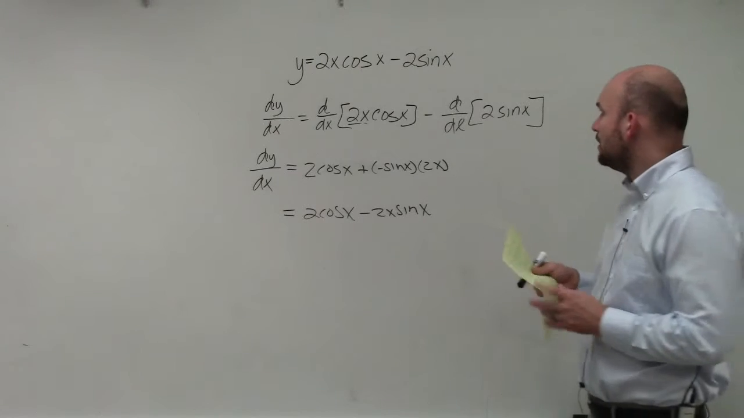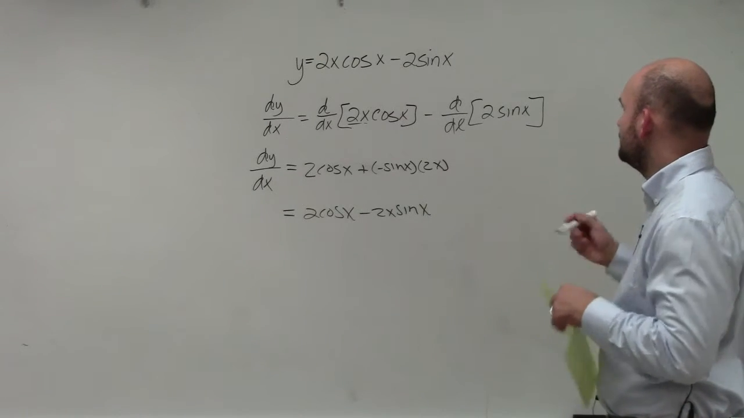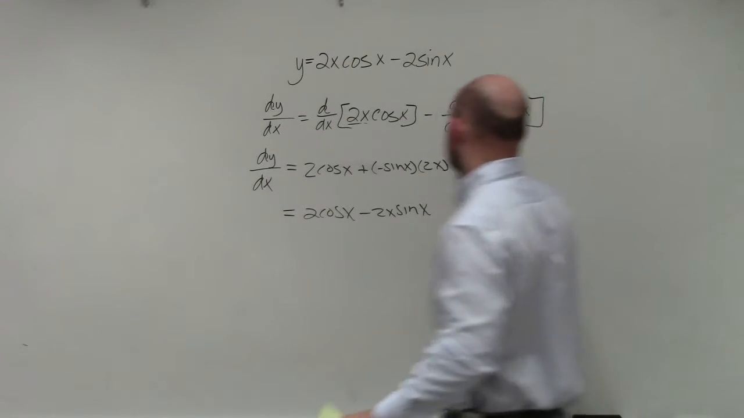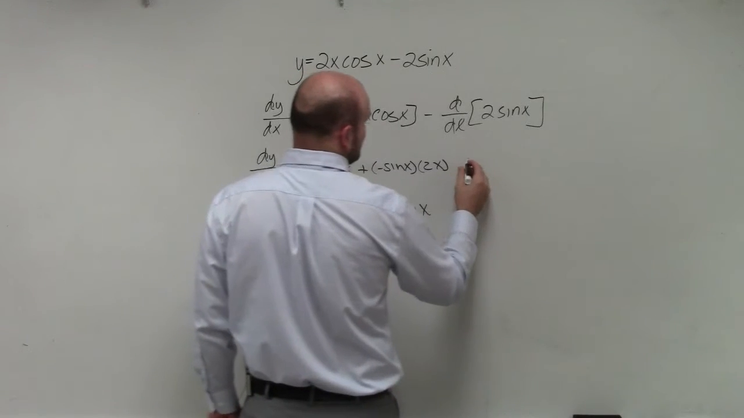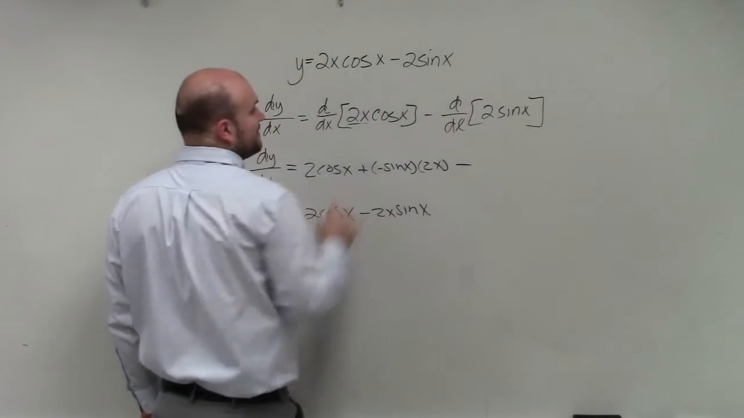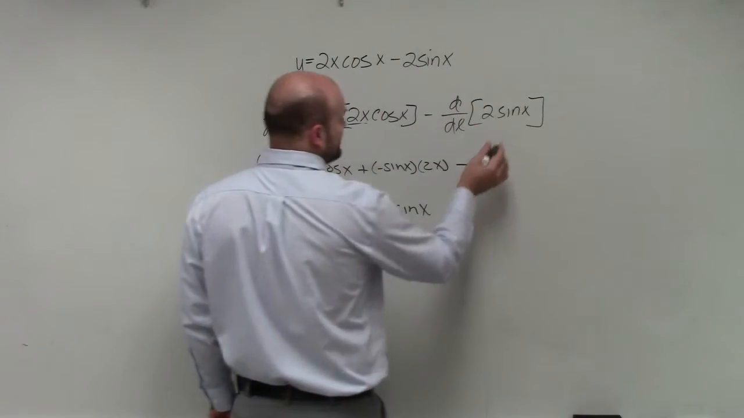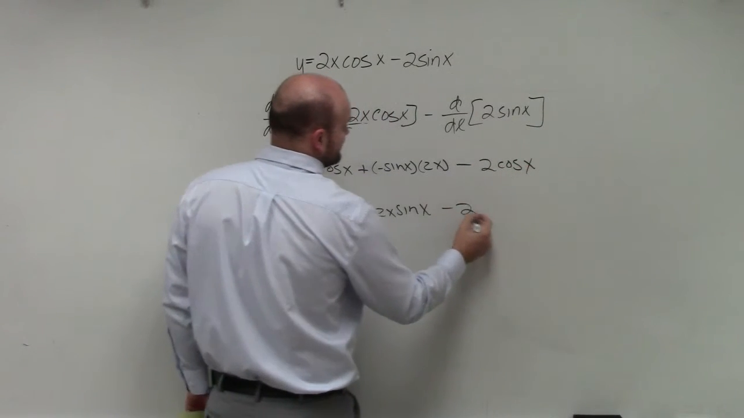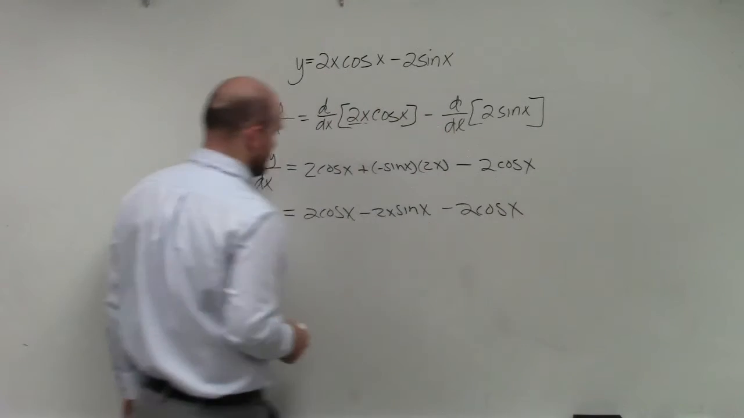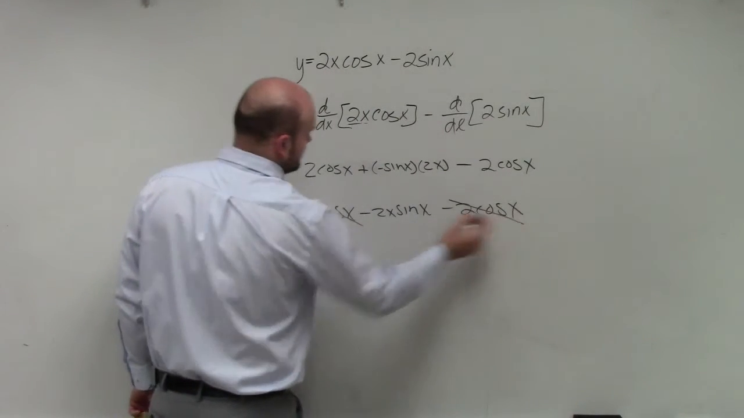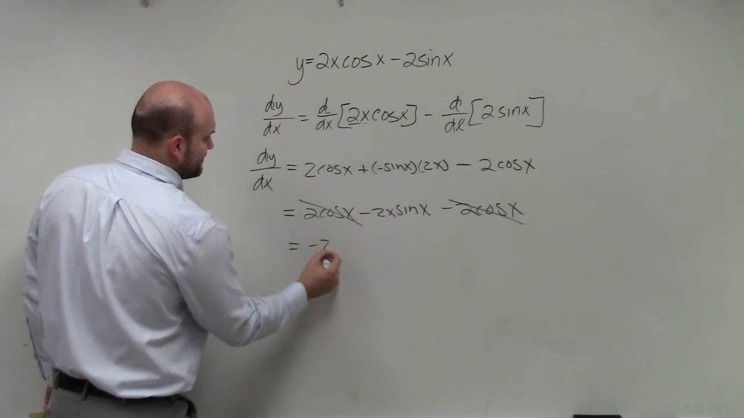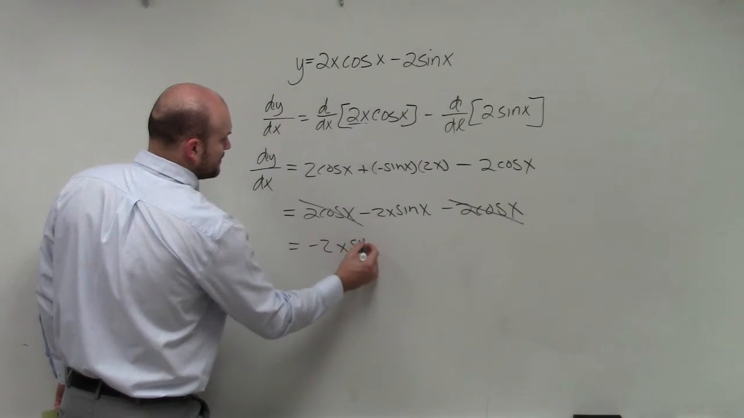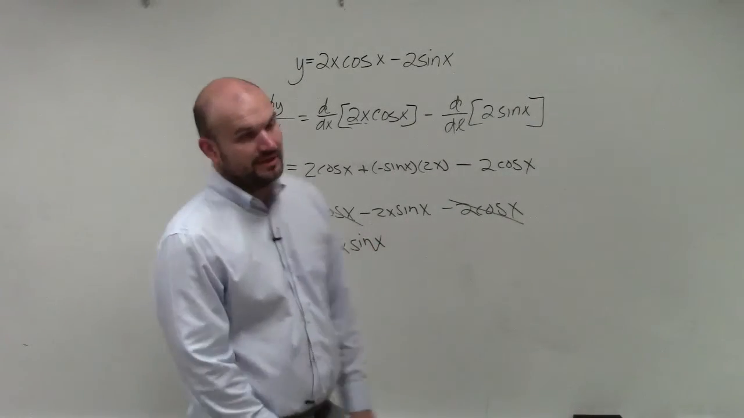Oh, and then I still had this over here. So I did my quotient rule. I forgot to write this out, sorry about that. The derivative of 2 sine of x is going to be 2 cosine of x, and we have 2 cosine of x over here. Now I can see that those two cancel out, so I'm left with negative 2x sine of x. Blame that on me.